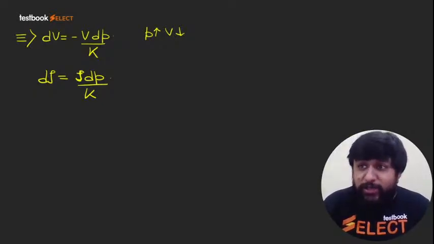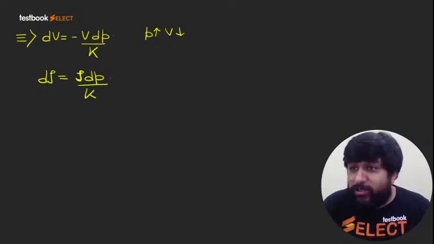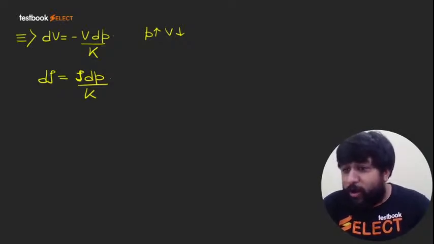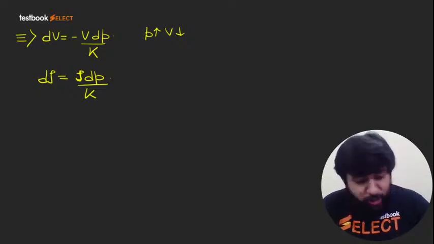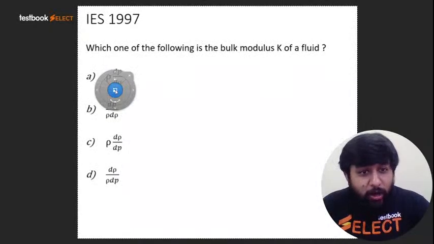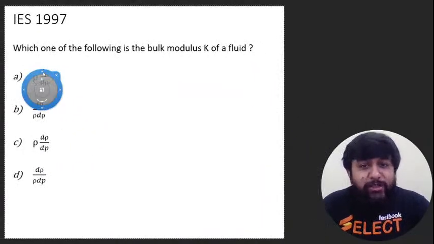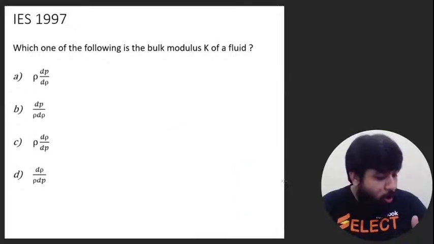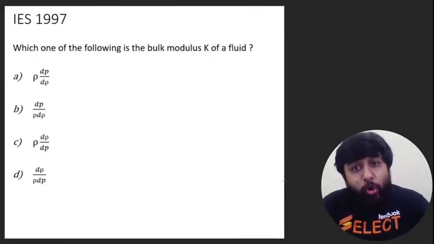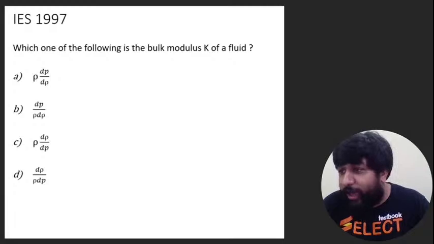So last time we discussed some questions, and I think these were the questions that we discussed. Our first question on bulk modulus, I think this was the question we discussed. This is a very basic, definition-based question of IES, right? This is how the question was: which one of the following is the bulk modulus of a fluid? So we know that d rho = rho dP by K, or K = rho dP by d rho. Right? This we have already done.